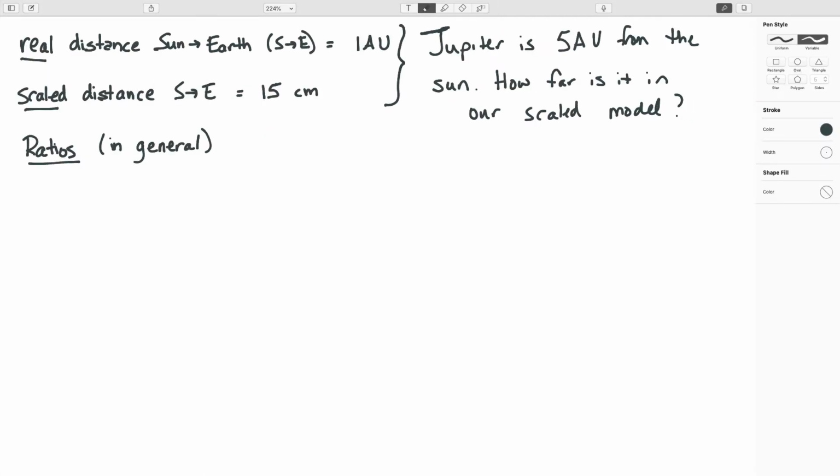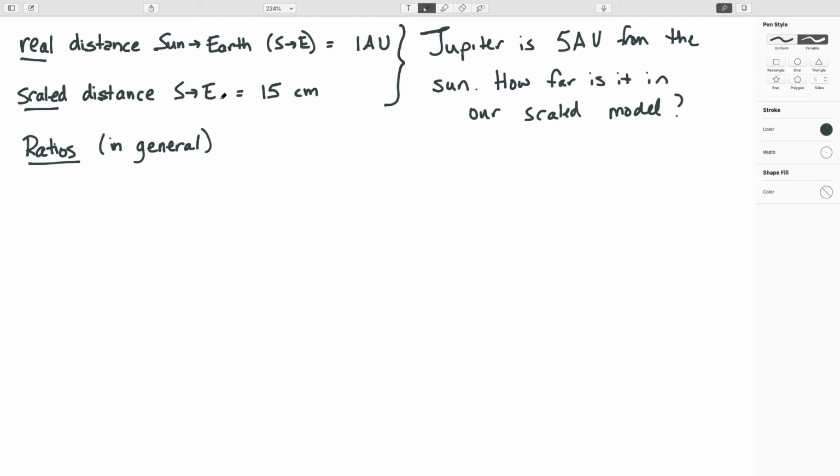So we're going to go over an example of one of these calculations together. At the top of the screen, I've just written the stuff that we've already gone through. So we know that the real distance between the sun and the earth, which I'm going to abbreviate S to E for sun to earth, is 1 AU, 1 astronomical unit. The scale distance from sun to earth is 15 centimeters.